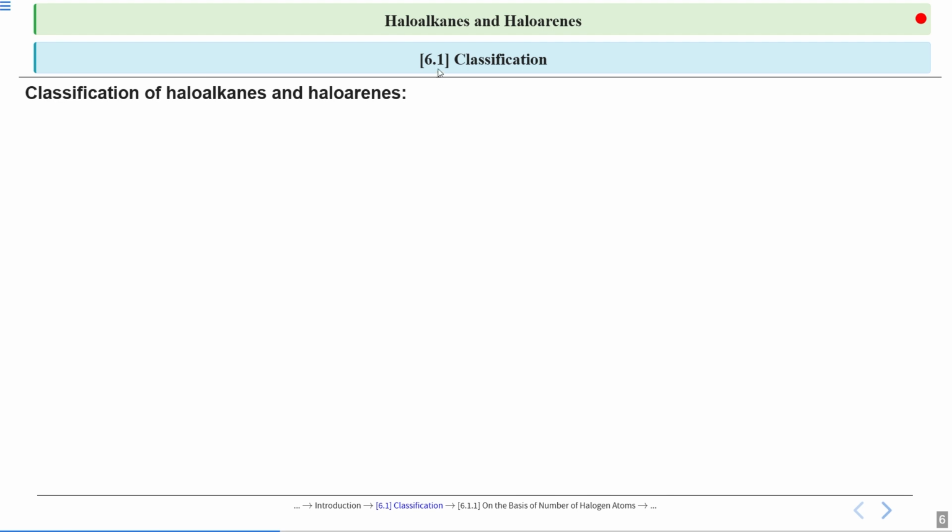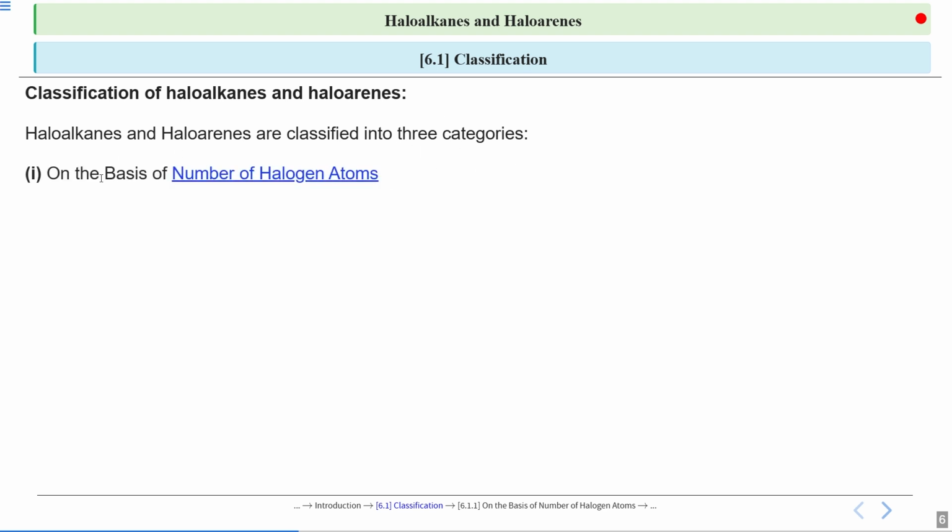Let's begin with the classification, that is our section 6.1. First of all, the classification of haloalkanes and haloarenes. Haloalkanes and haloarenes are classified into majorly three categories. How? Firstly, on the basis of the number of halogen atoms. How many halogen atoms are going to be there in the structure of the haloalkane and haloarene? This is the first category on the basis of which you can classify these.